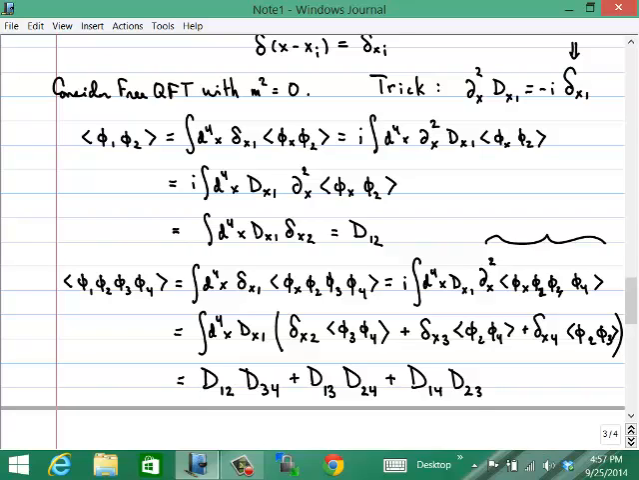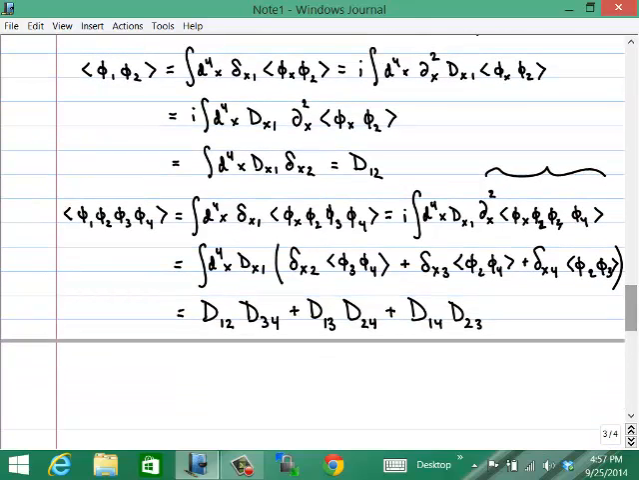Okay. So what we see is that this 4-point function is now a sum of three different terms. They're all quadratic in this propagator. And basically what they tell you is that you need to sum over all possible pairings of these fields, phi 1, phi 2, phi 3, and phi 4 with one another.